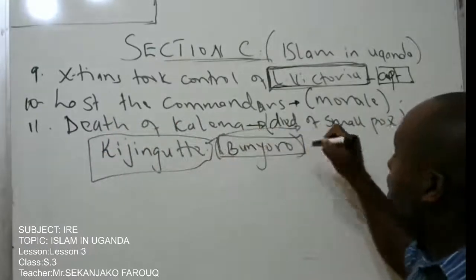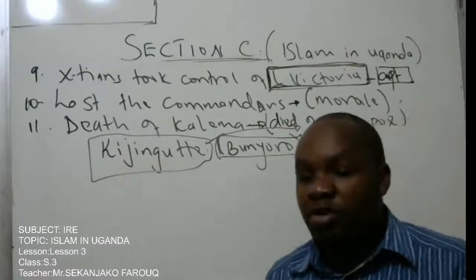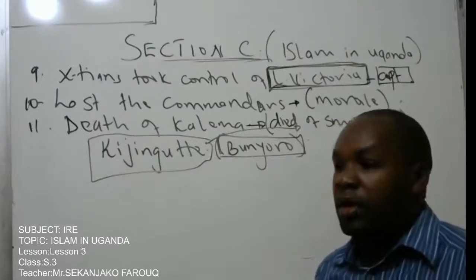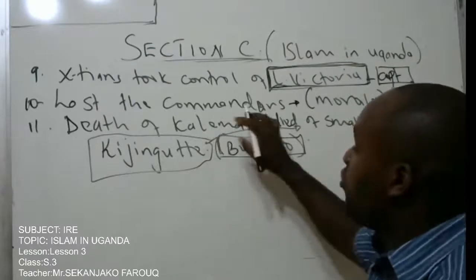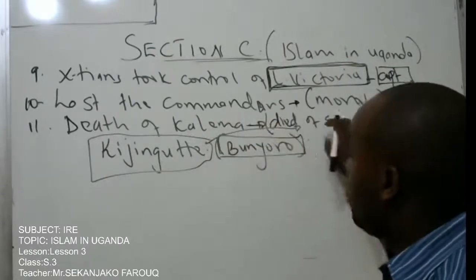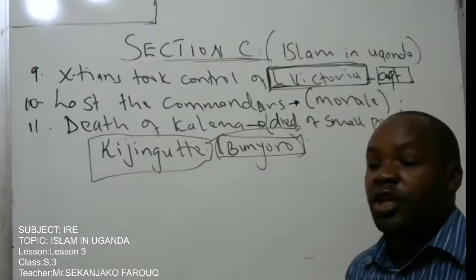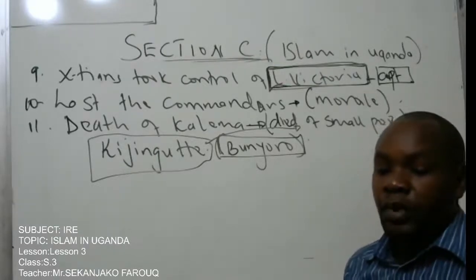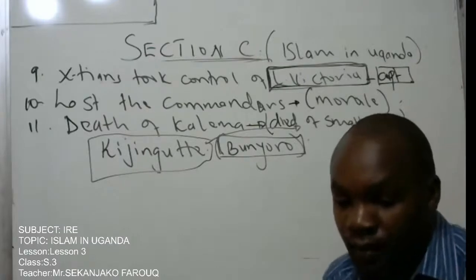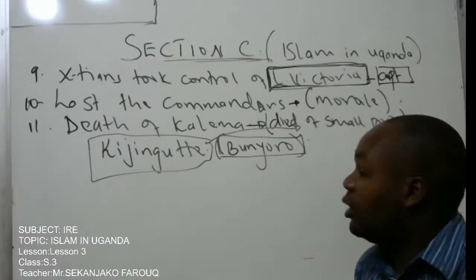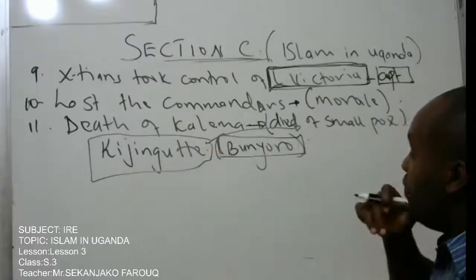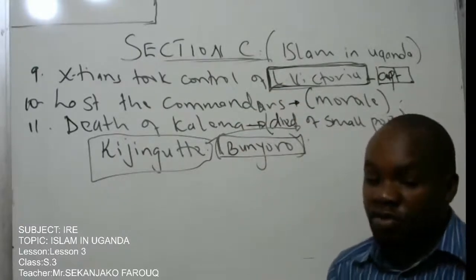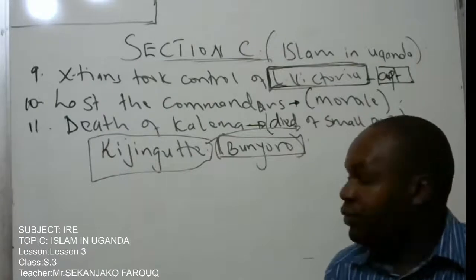While in Kijungute, one of the Muslim leaders, the prince of the time and the king, Nuhu Kalema, died of smallpox. This reduced the morale of the Muslim fighters, who lost their energy, and at the end of the day, Muslims had to be defeated. So the death of their prominent people, for instance their leader, because of smallpox, led to their defeat.